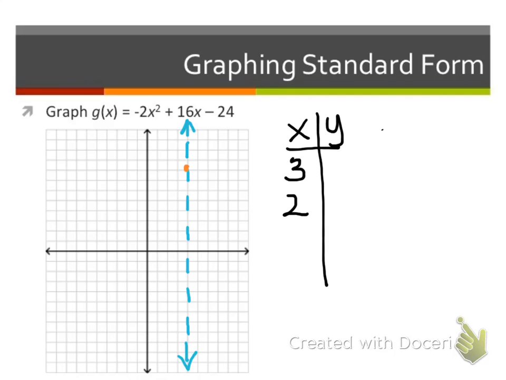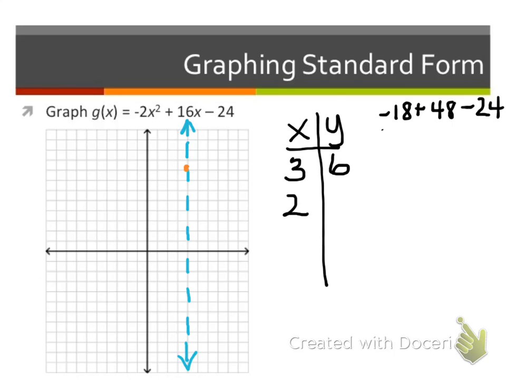Okay, so when I put in 3 for x, 3 squared is going to be 9, times negative 2 will be negative 18. Then I'll add to that 16 times 3, which is 48. And then I'll subtract 24. So the negative 18 plus 48 is going to be 30. And then the 30 minus 24 gives me an answer of 6.